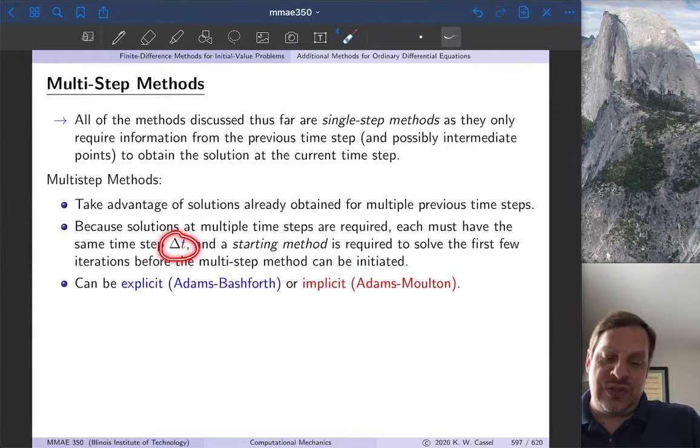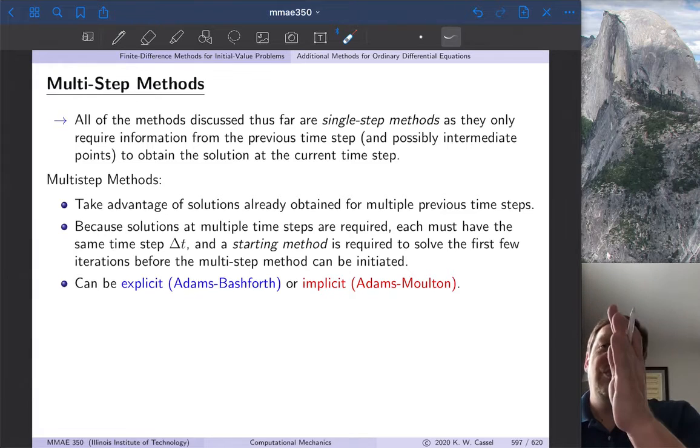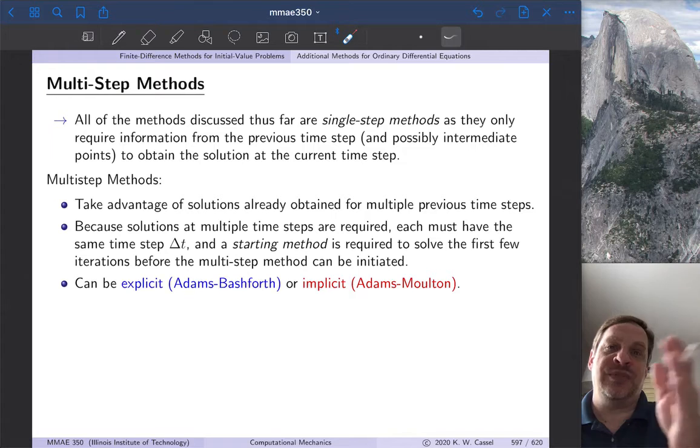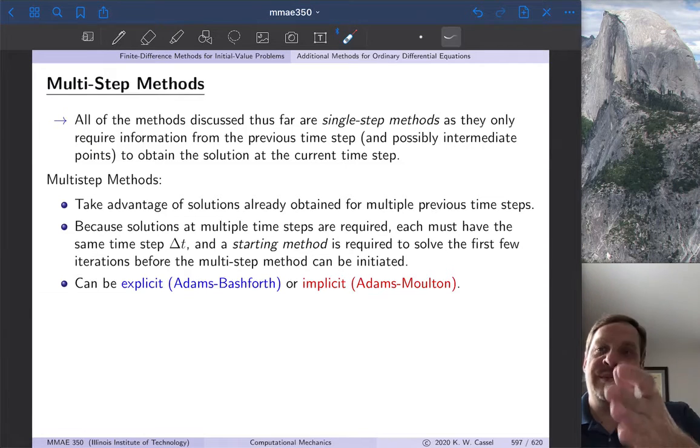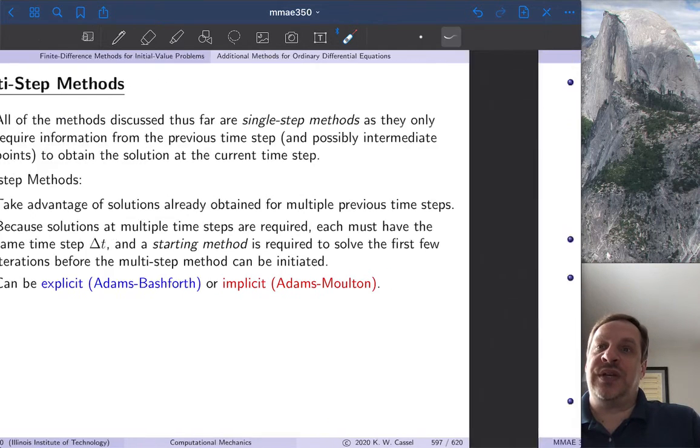The other disadvantage is that you have to keep your delta t the same. So before, remember, we said we could change the delta t because you're only taking one step at a time. So there's no reason why the current delta t has to be the same as the previous delta t. Now they have to be the same, because we have multiple time steps and using the solutions. So there are some downsides to this.